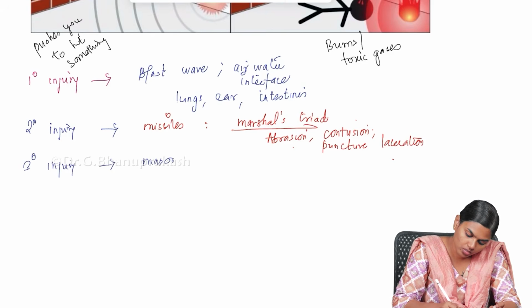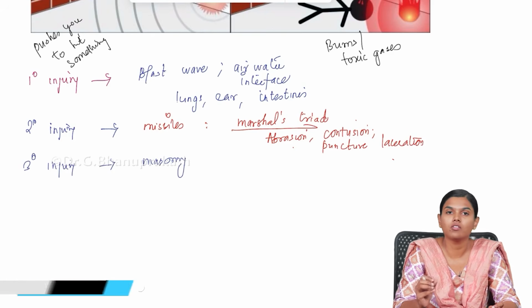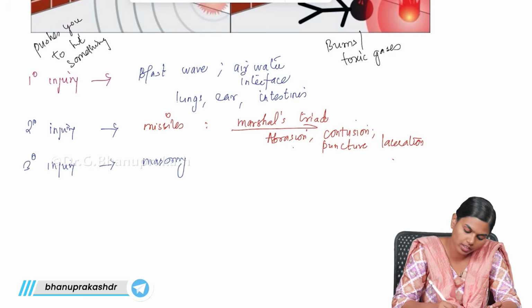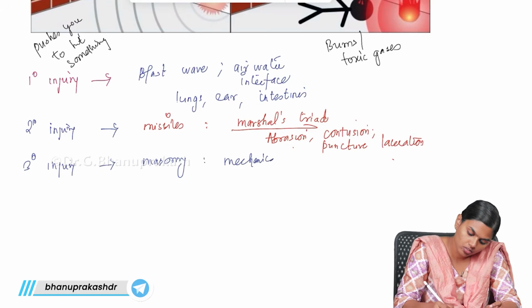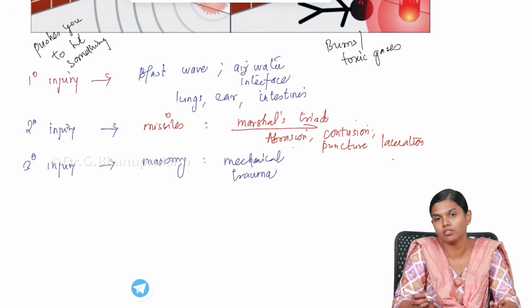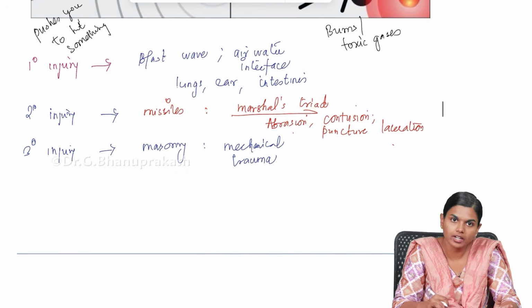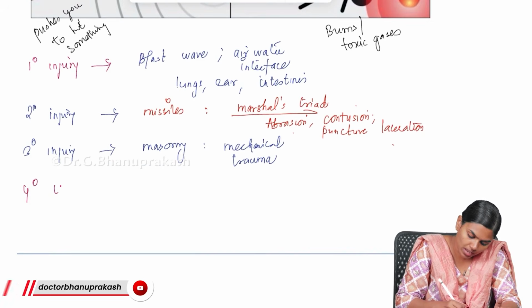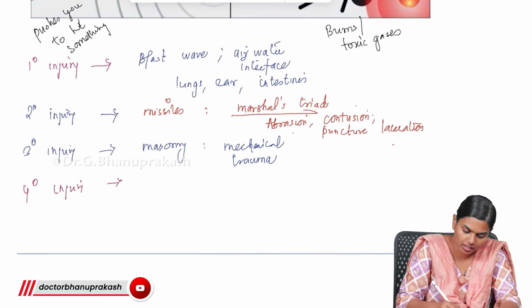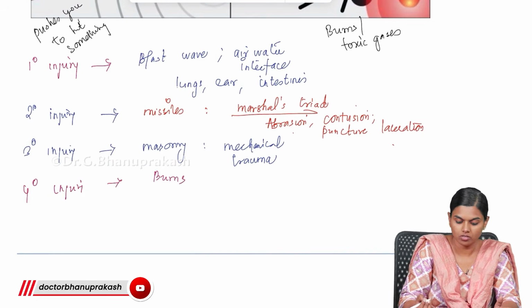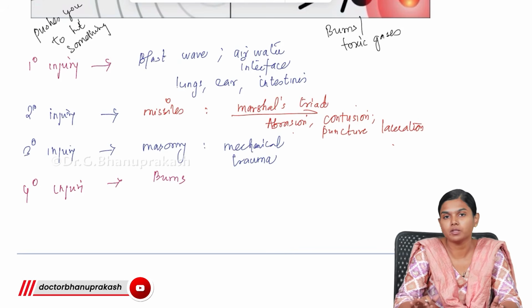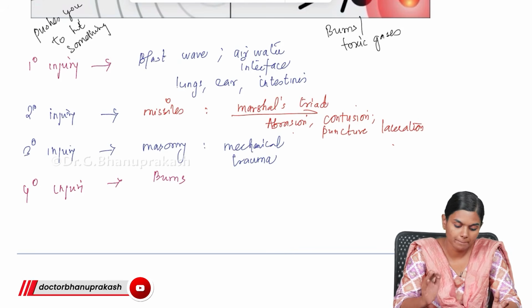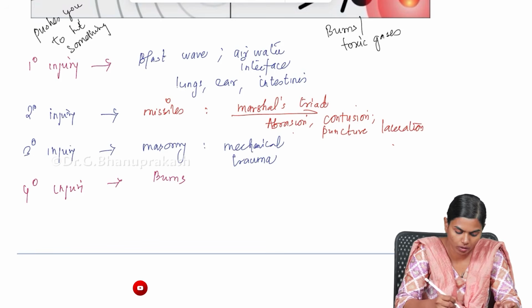Then we have the third, tertiary injury, which is mainly due to masonry. So when there is falling masonry or when you hit the ground, you will get mechanical trauma. Because of the blunt force you will be getting trauma like fractures and all. So this is the tertiary blast injury. Then finally your quaternary blast injury, you will be mainly getting burns. So this is where the explosion injury stands. So this is how the explosion injury will look.